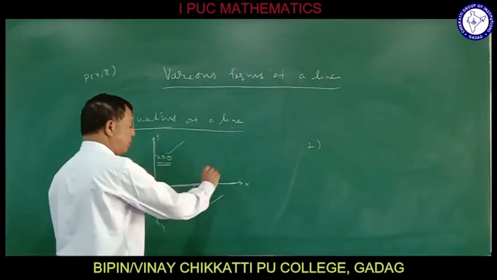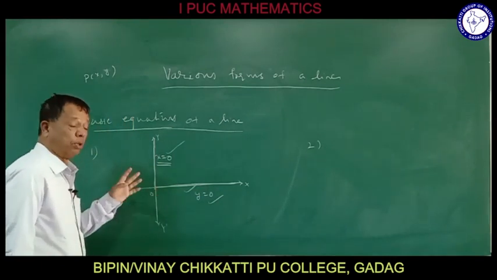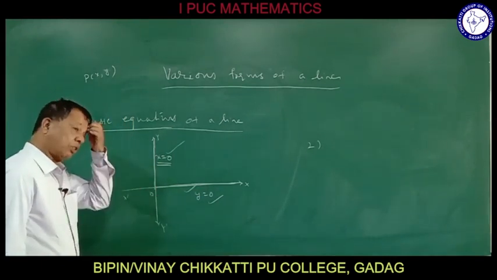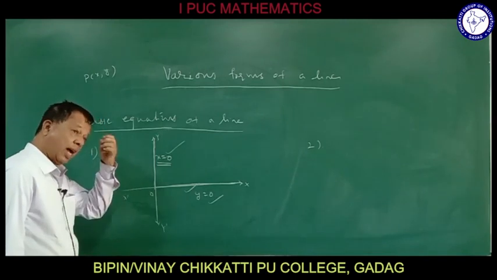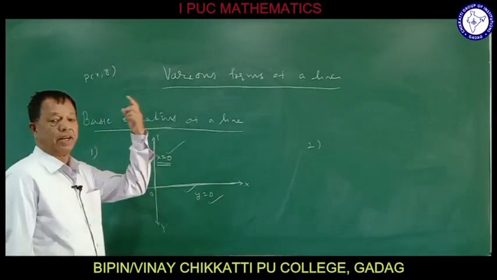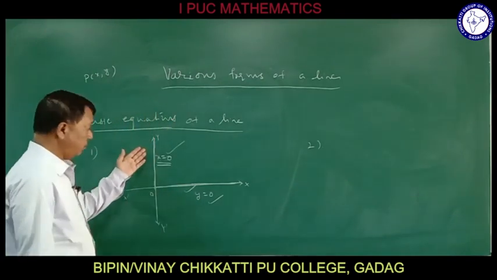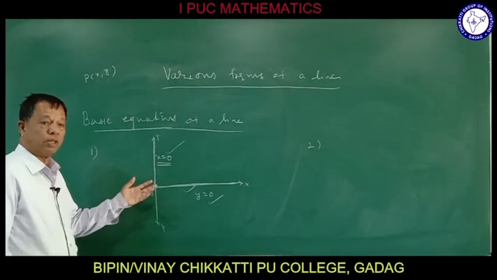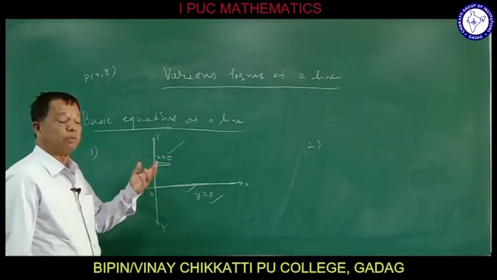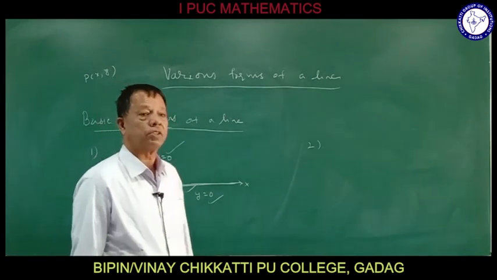Don't get confused that for the x-axis it is x equal to 0. No. The x-axis is the locus of a point which moves such that the y coordinate is 0. That is why y equal to 0. Whereas the y-axis is the locus of a point in which the x coordinate must be 0. That is why x equal to 0. This is the equation of the x-axis and y-axis.